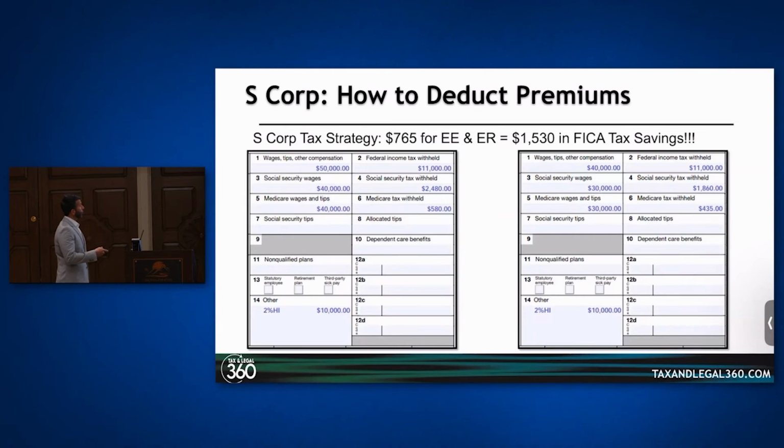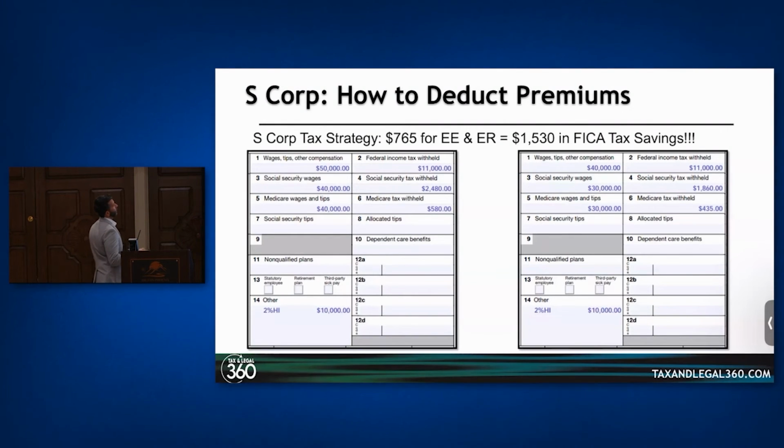What does this do? Well, you can kind of see the savings here. Instead of paying FICA taxes on 40 grand, you're now paying it on $30,000. So that saves you $765 for the employee and $765 for the employer, for a total of $1,530.